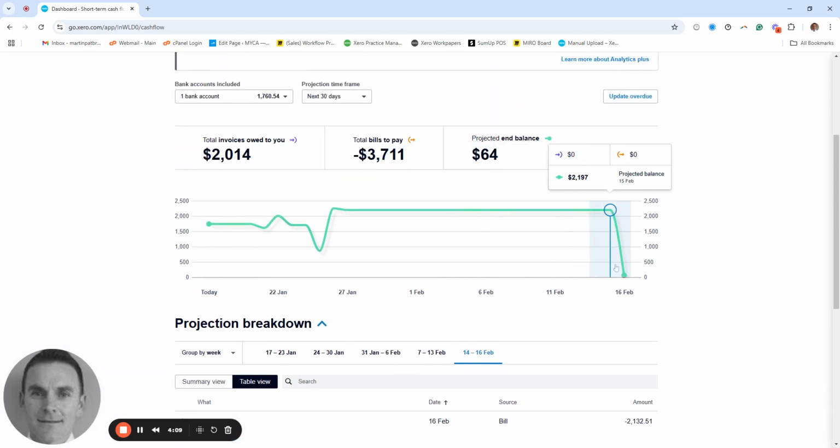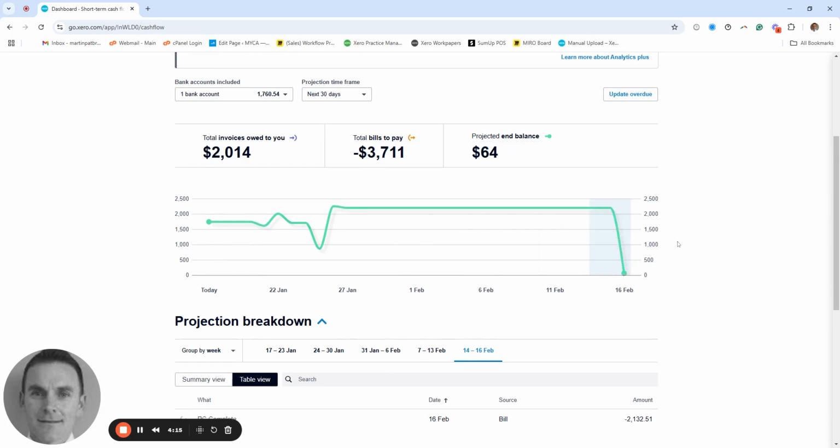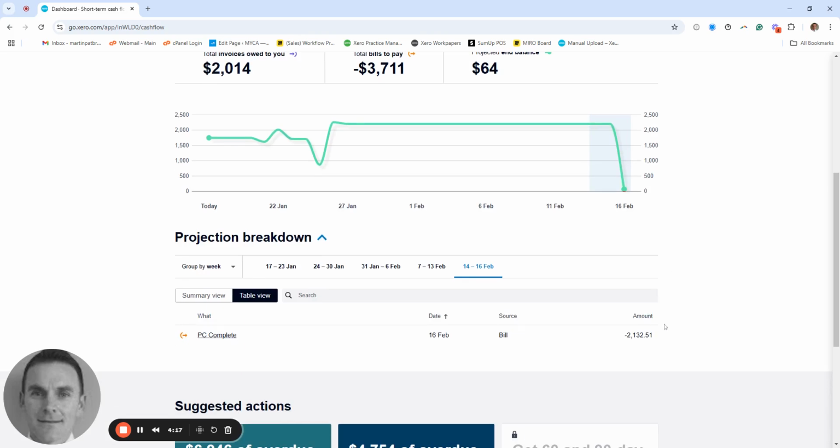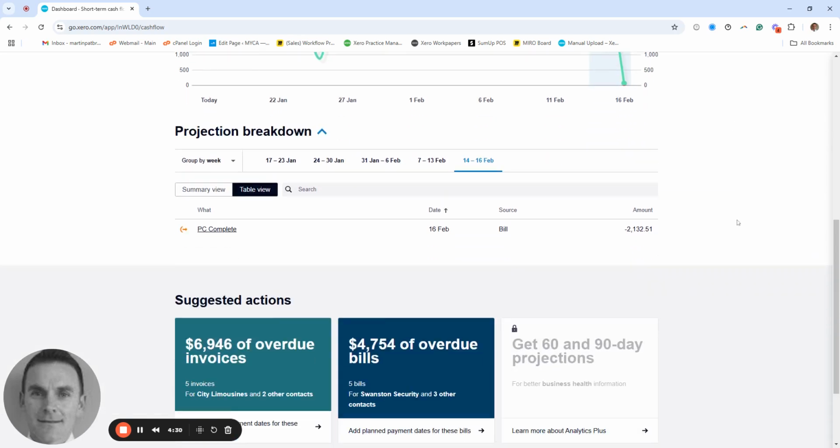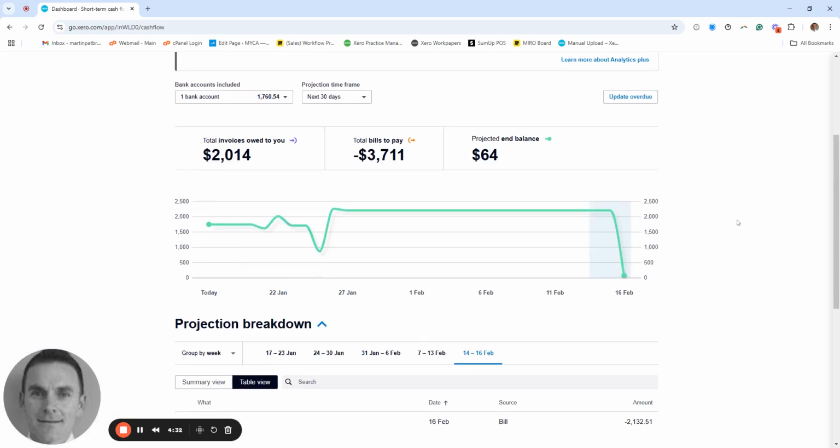So we've got a payment of just over 2,000 coming out on the 16th, which you can see here on this grid, that we have a real severe cash flow issue at this stage. So what we would want to be doing, if this was my business, is paying a payment down towards this, because, as you can see, you've got no money coming in from the 27th of January right through for nearly 2 weeks.